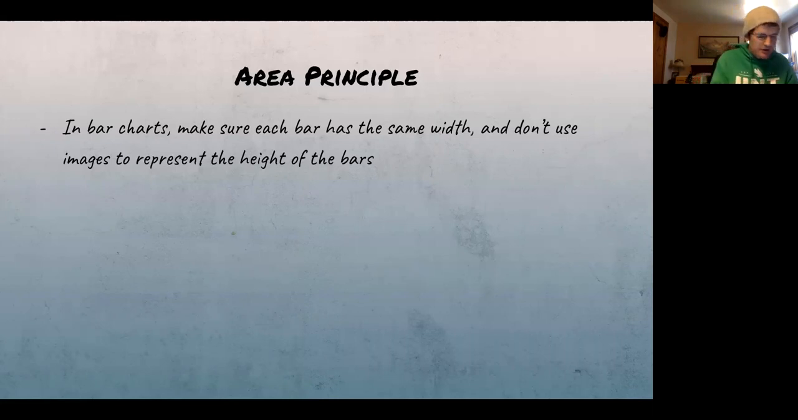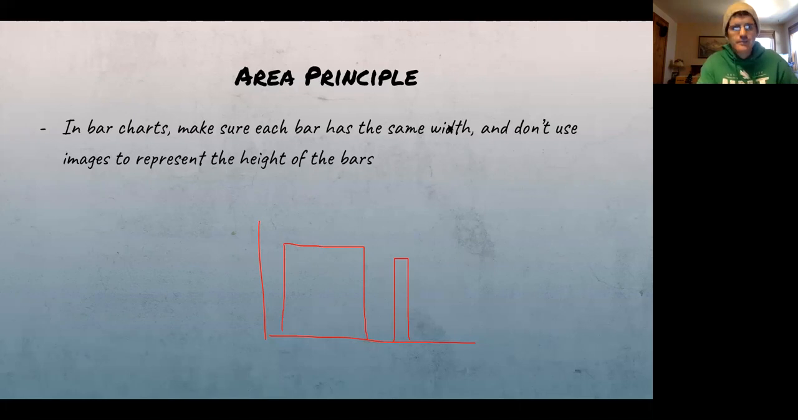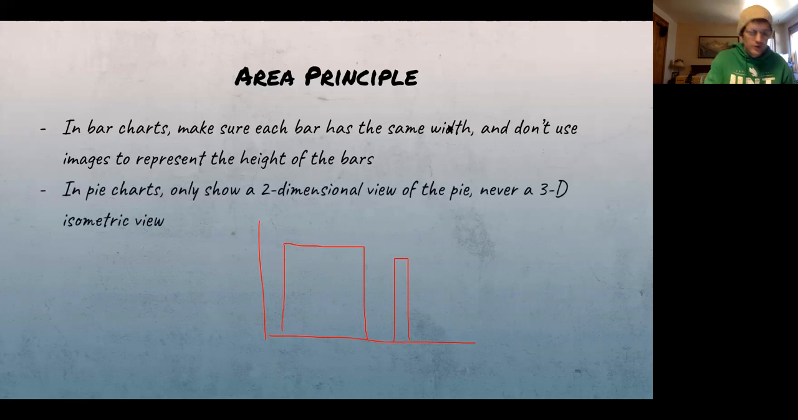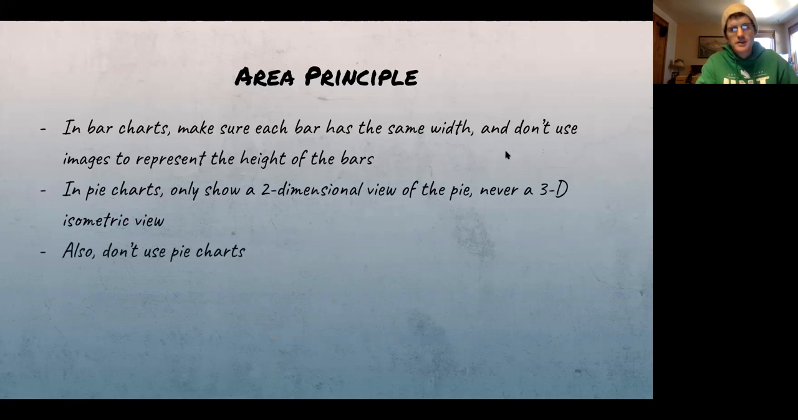So if you have a bar chart with different widths, and you have this one that looks like this, and this one that looks like this, then you're violating the area principle, or maybe you're not, and it's kind of hard to tell. So that's one idea. And in pie charts, you want to only show a two-dimensional view of the pie, never 3D, because I think I have an example. Also, don't use pie charts, yeah.